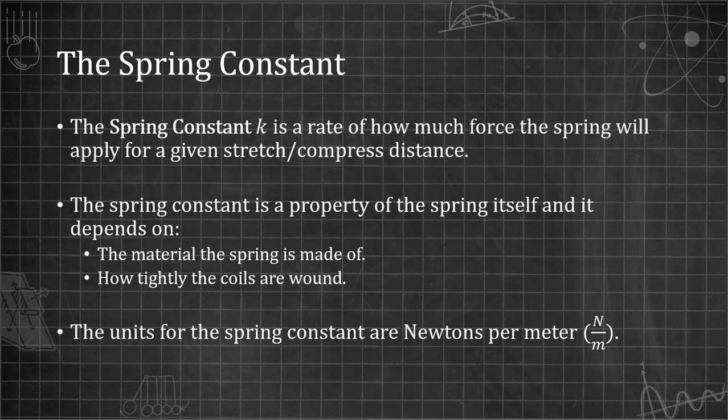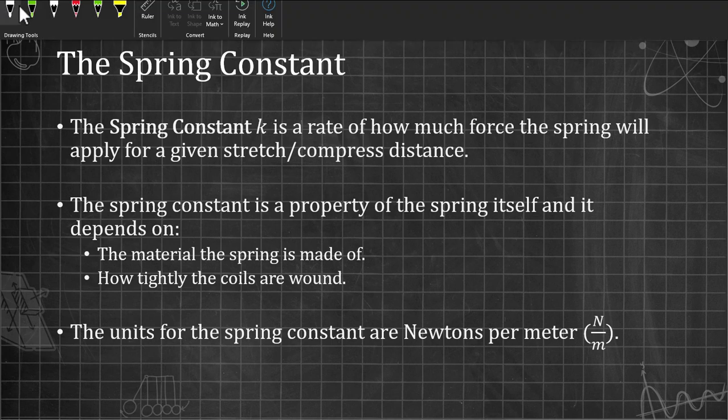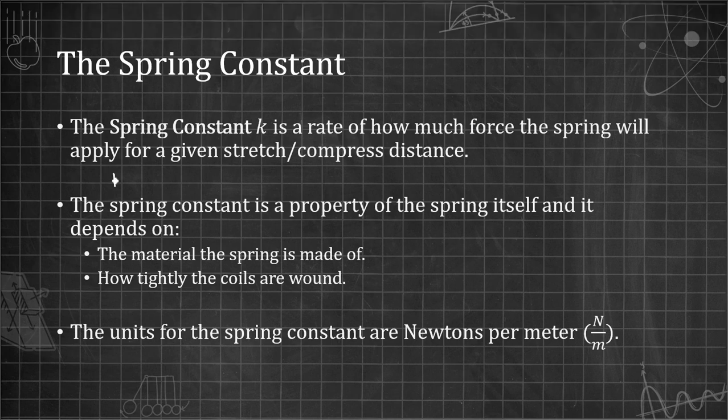So one of the properties that each spring has that's unique to that spring is something called the spring constant. And it's a rate telling us how much force we're going to get for a given stretch or compressed distance. So for an example, if the spring constant K was 10 newtons per meter, what that tells us is that we're going to get 10 newtons of force for every 1 meter that we stretch or compress the spring.